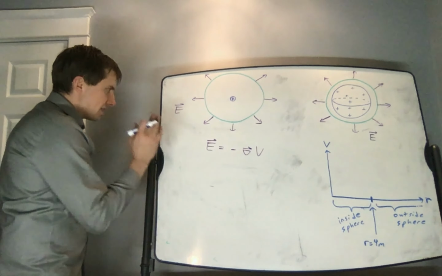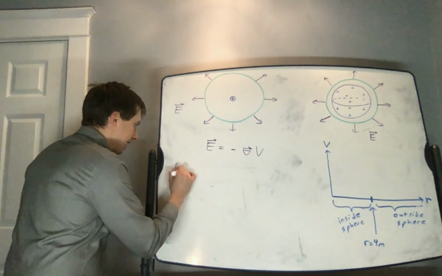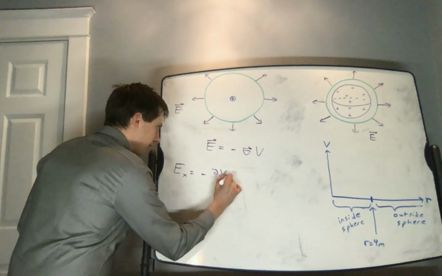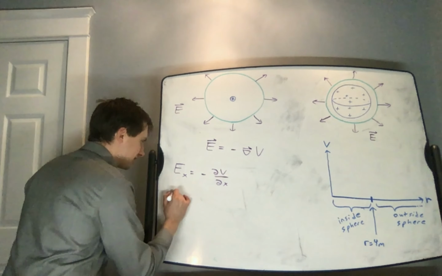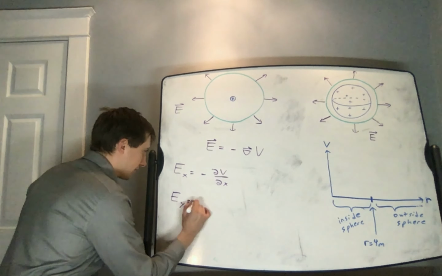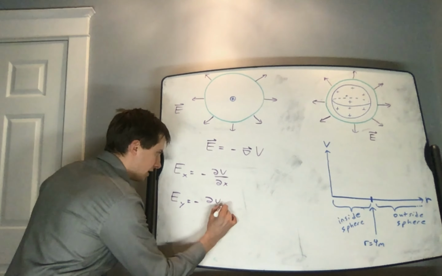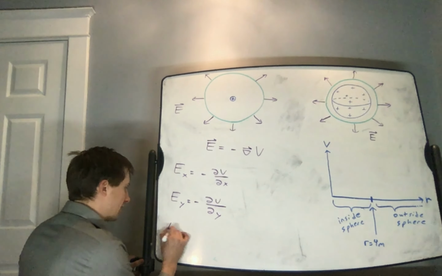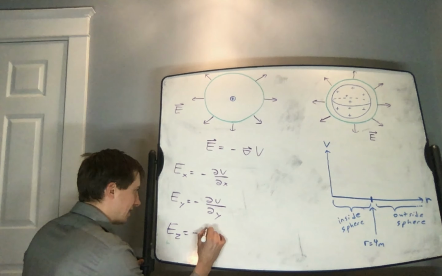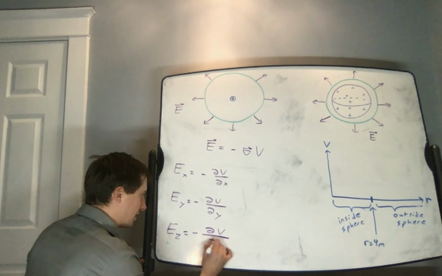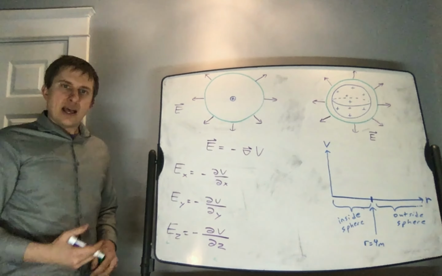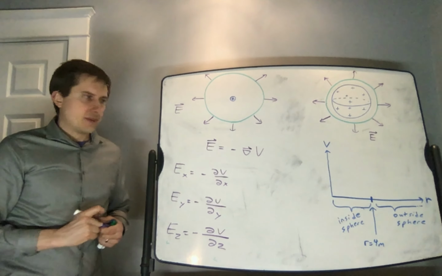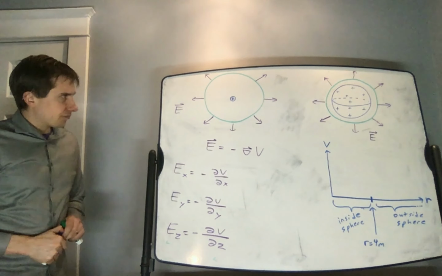I could write the components of the electric field as Ex is equal to negative partial derivative of potential with respect to x. The y component of the electric field is negative partial derivative of electric potential with respect to position y. And the z component of the electric field is negative partial derivative of V with respect to z. Now don't worry, we're not going to use too much calculus in this derivation. Let's think about what we have here.